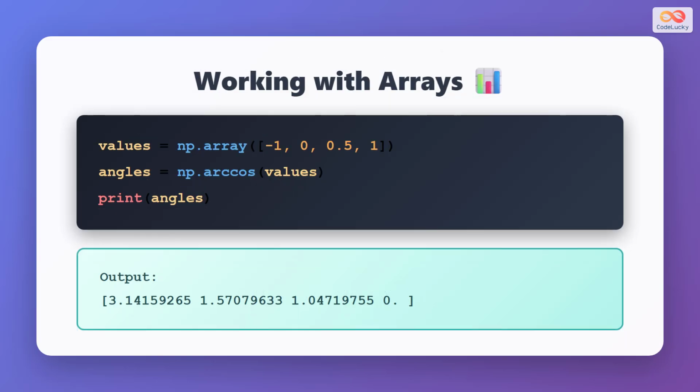The power of NumPy really shines when working with arrays. Here we create an array containing -1, 0, 0.5, and 1. When we pass this array to np.arccos, it computes the inverse cosine for each element. The output array shows 3.14159 radians for -1, 1.5708 radians for 0, 1.0472 radians for 0.5, and 0 radians for 1. This vectorized operation makes batch calculations incredibly efficient.